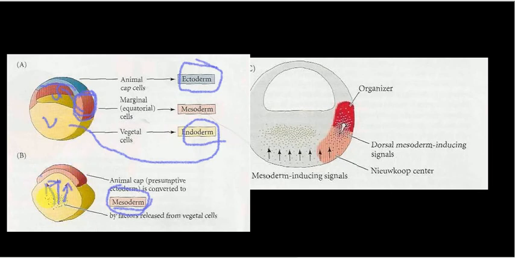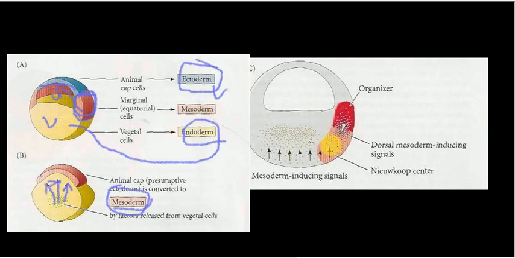When these diffusible factors come in, the Archenteron prevents this diffusible factor from reaching up here. But when this Archenteron is obliterated, the diffusible factors would come in contact with these animal capsules that are supposed to develop into the ectoderm. But now, under the influence of this diffusible factor, it is becoming a mesoderm.